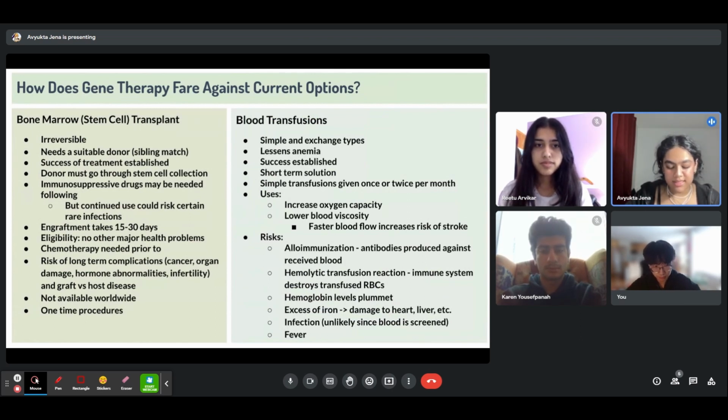After surgery, immunosuppressive drugs may be needed for a short period of time, and engraftment takes around 15 to 30 days. There is a risk of cancer and organ damage, and the most terrifying is graft versus host disease, where the graft attacks the patient's cells.